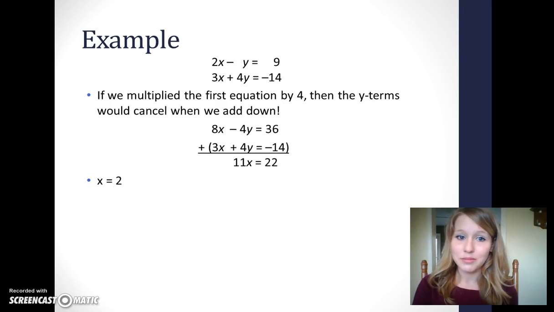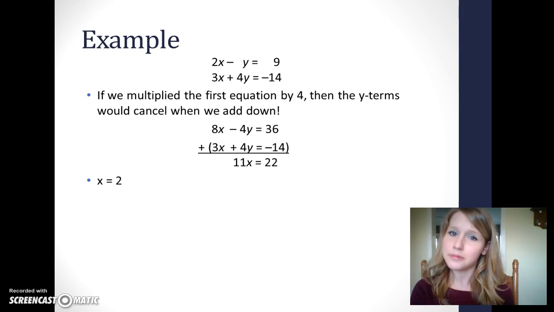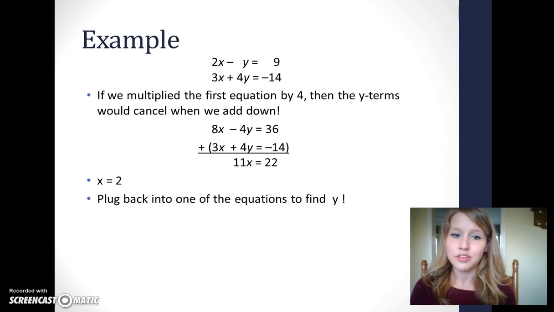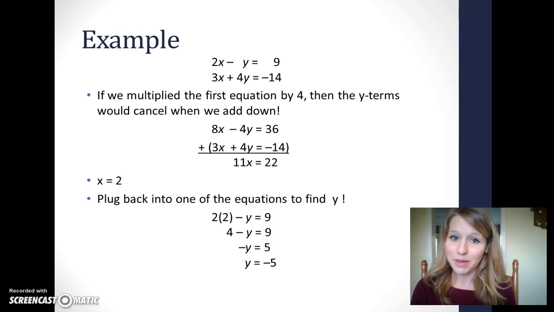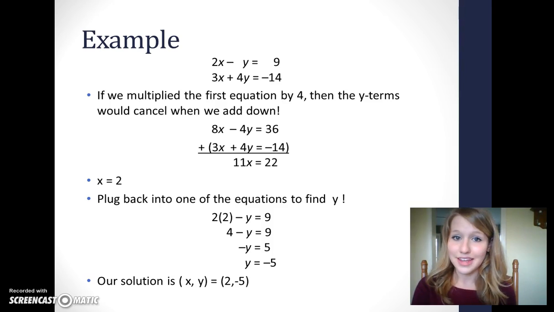And once again, we can plug in our x value to one of our equations. I'll pick the first one because it looks a little bit simpler. So we have 2x minus y equals 9. When we plug in our value of x equals 2, we get 2 times 2 minus y equals 9, which gives us 4 minus y equal to 9. And then we have a negative y equal to 5. And we can divide by negative 1 on each side to get y equals negative 5. So our solution (x, y) is equal to (2, negative 5).